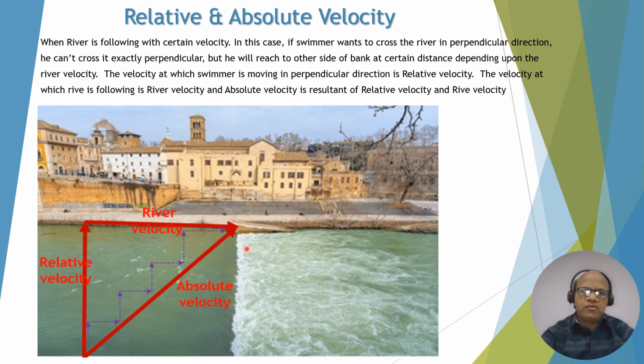If an observer is standing here, he can see the swimmer is moving like this, but the swimmer can see himself moving like this. As an observer outside on this bank, he can see the swimmer is moving like this. So this is the absolute velocity, this is the relative velocity, and this is the velocity of the river or water, which is equal to the swimmer's body velocity, which is acting on the body in the perpendicular direction.